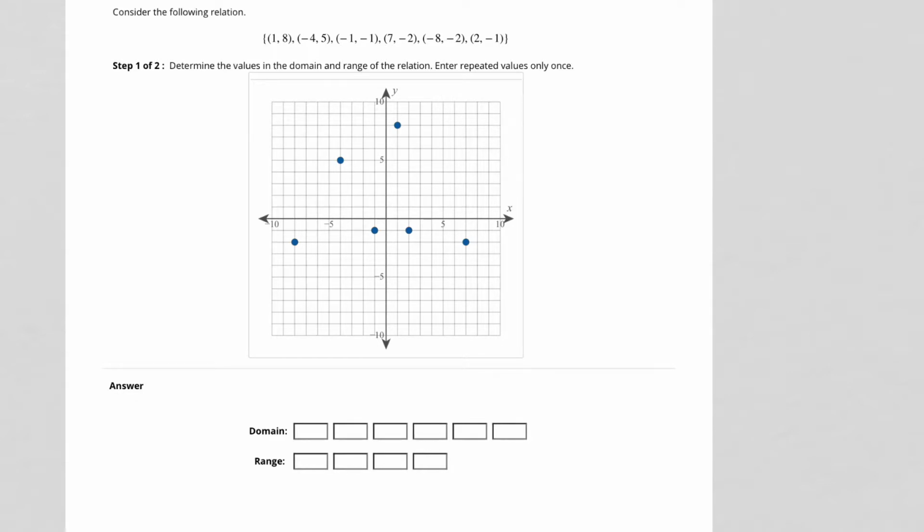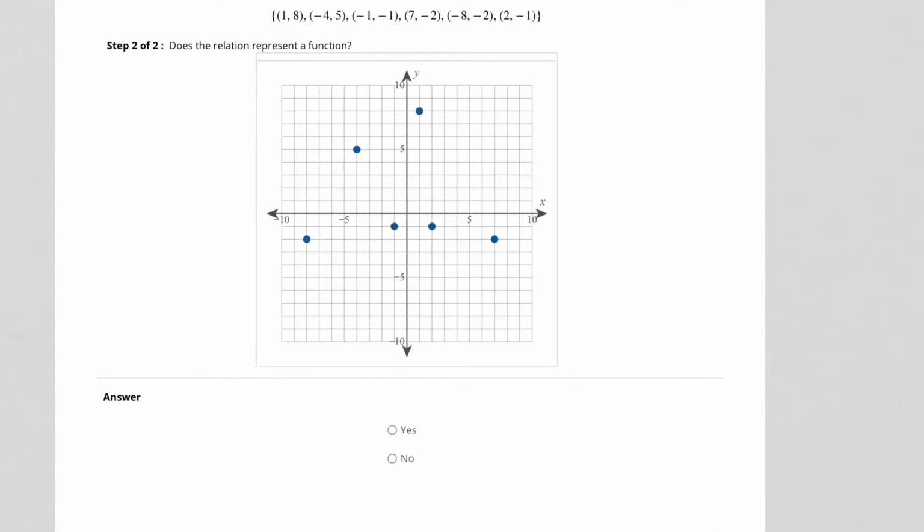The first number in my domain is 1, and then I have -4, -1, 7, -8, 2. The first number in my range is 8, 5, -1, -2, -2, which I already have, and -1, which I already have. So my domain is 1, -4, -1, 7, -8, 2. My range is 8, 5, -1, -2.